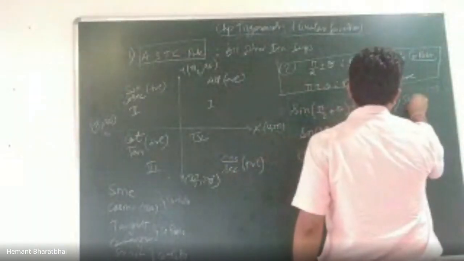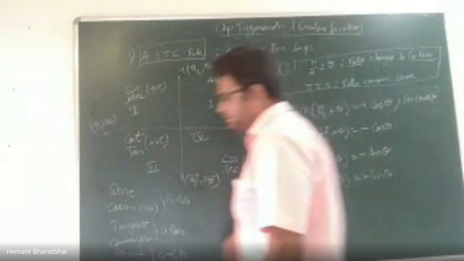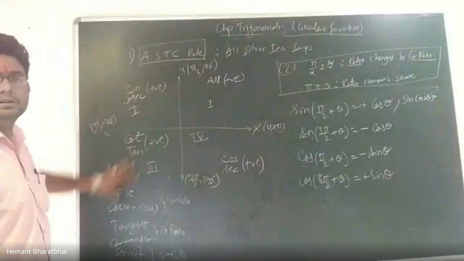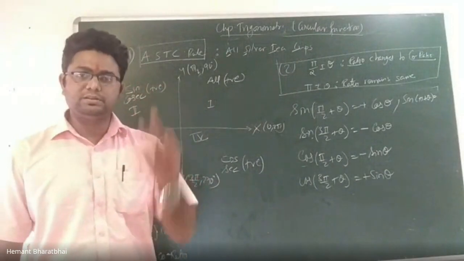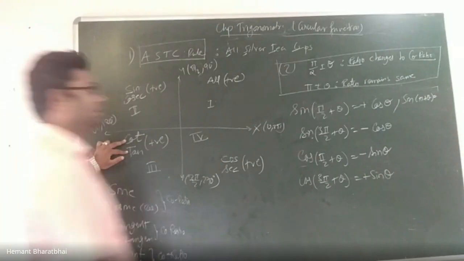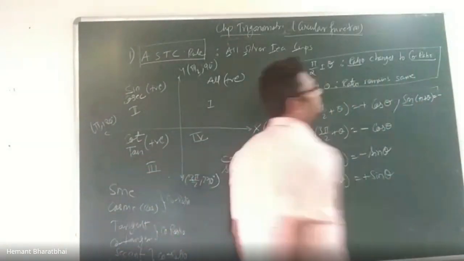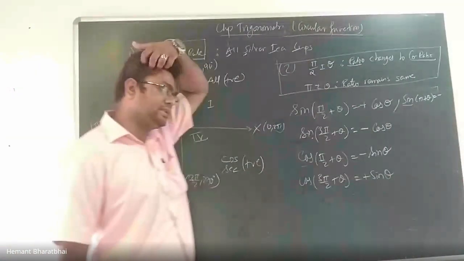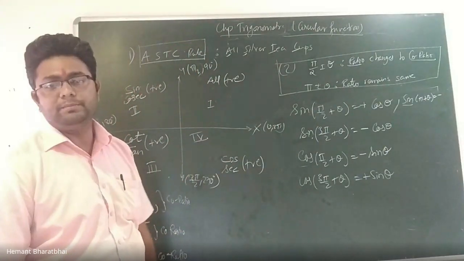Similarly, if I write sine of pi plus theta, this is pi plus theta. If I add some angle to 180 degrees, I obviously reach the third quadrant. In the third quadrant, who is positive? Tan and cot. And what I've written here is sine. So first I'll give a minus sign as per this first rule. And then I'll go to the second rule, which says whenever it is pi plus minus theta, the ratio remains the same.